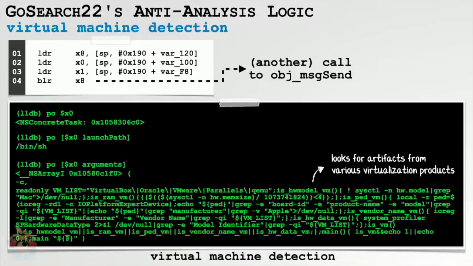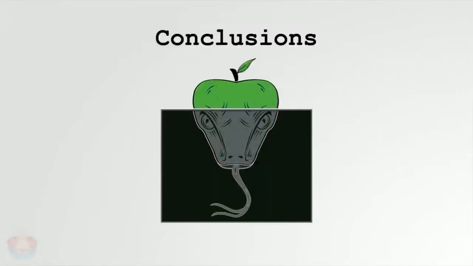It uses the same objc_msgSend function, but again, in a debugger, we can print out the values of both the object and the method that's being called, again seeing it's an NSTask or NSConcreteTask object. And by looking at the properties of this second NSTask object, we can see that it's executing a large script that looks for various virtualization products. So that wraps up the anti-analysis logic of the malware. Given an understanding of the ARM64 instruction set, we were able to identify this logic and then trivially bypass it by manipulating the instruction pointer in the debugger.